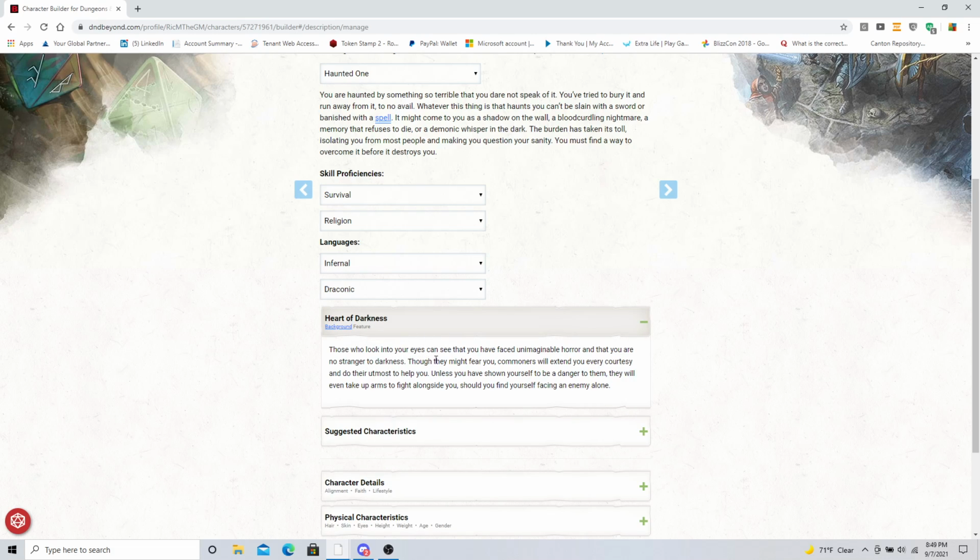Those who look into your eyes can see that you have faced unimaginable horror and that you are no stranger to darkness. Though they might fear you, commoners will extend every courtesy and do their utmost to help you, unless you have shown yourself to be a danger to them, and then they'll even take up arms to fight alongside you should you be facing your enemy alone.